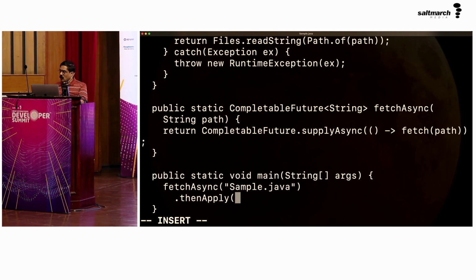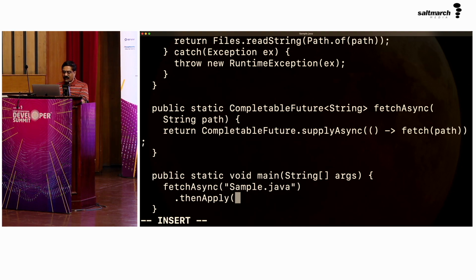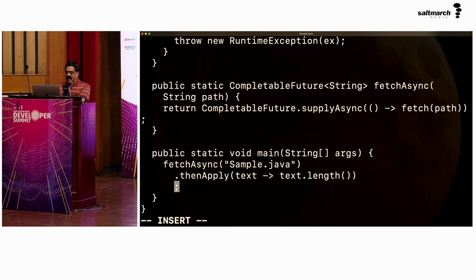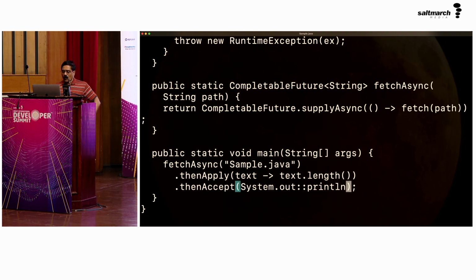So what do I want to do? I got the length of the file. So I say, given the text from the file, return text.length. I want to know what the size of this is, right? You're asking for that information. Oh, thanks, you gave me the size. Then thenAccept. And what am I going to do to accept? I want a System.out, and I want to print it. So println. So when you do this, it's going to print it.